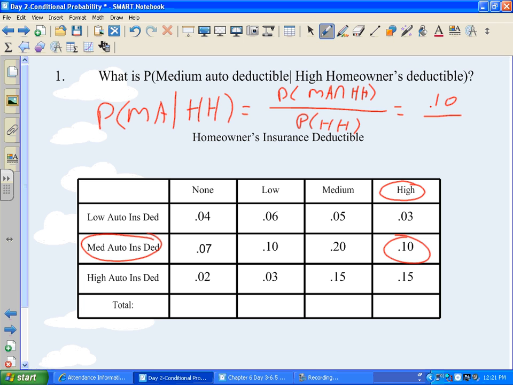By the way, if I were to sum all those percents up, what had they better sum to? 1. Does that idea make sense for you? Should. Not 100. Divided by the probability of high homeowners. Where is the probability that somebody in this group has high homeowners?